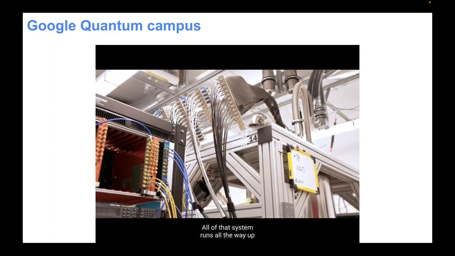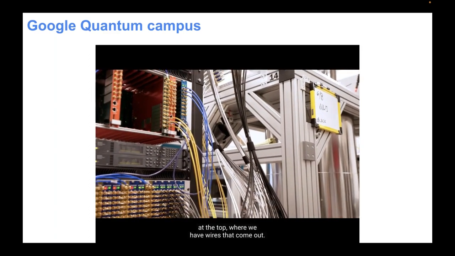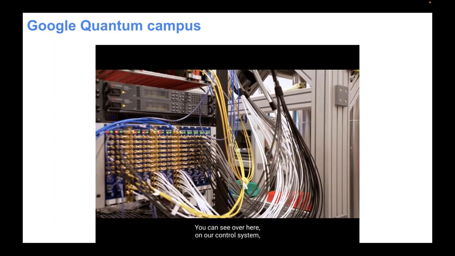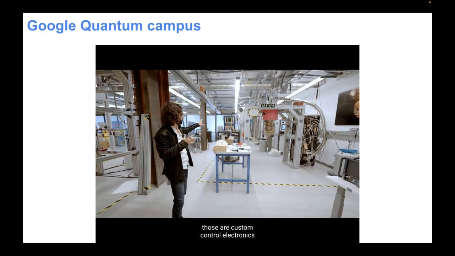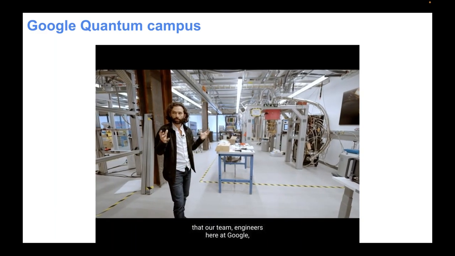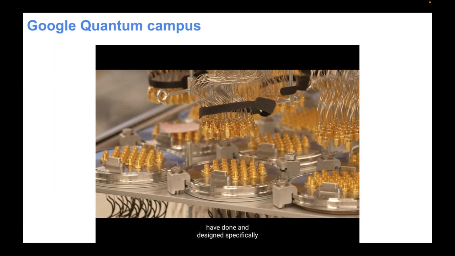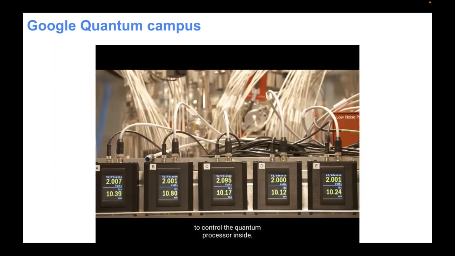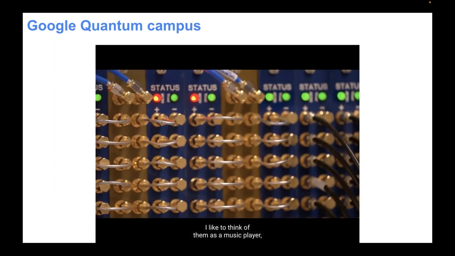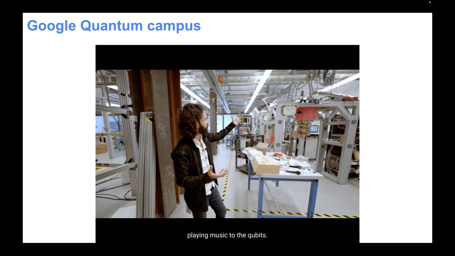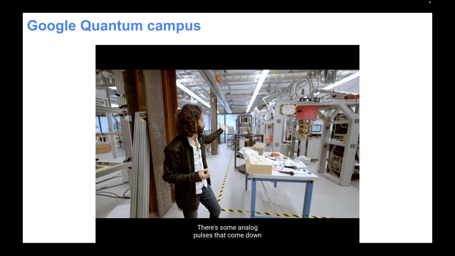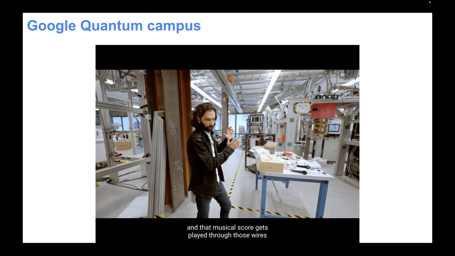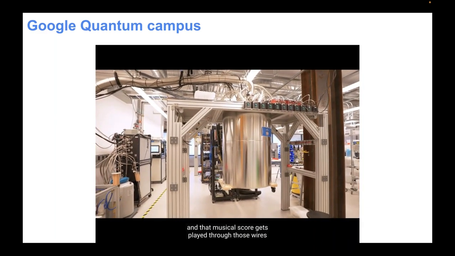All of that system runs all the way up the top where we have wires that come out. You can see over here on our control system, those are custom control electronics that our team, engineers here at Google, have done and designed specifically to control the quantum processor inside. I like to think of it as a music player, playing music to the qubits. There's some analog pulses that come down, and that musical score gets played through those wires all the way down to those qubits.